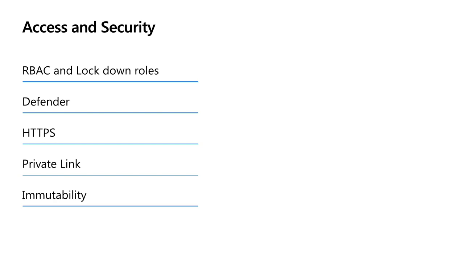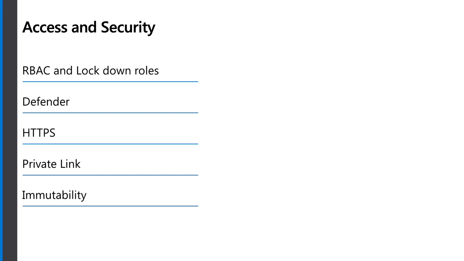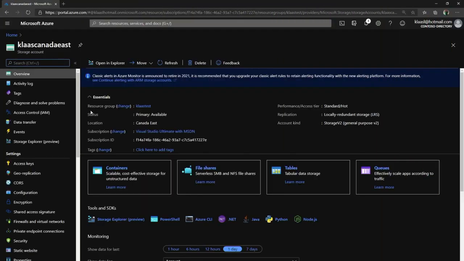So you can set up the storage firewall that limits access to only known IP address ranges or specific trusted services that you allow access to. And then last, there's immutability, where you can set an immutability policy to prevent any delete or modification to your blob storage. So with that, I'll give a demonstration. I'm going to go to my Canada East storage account.